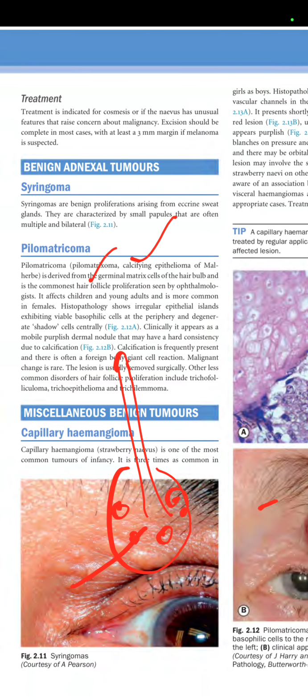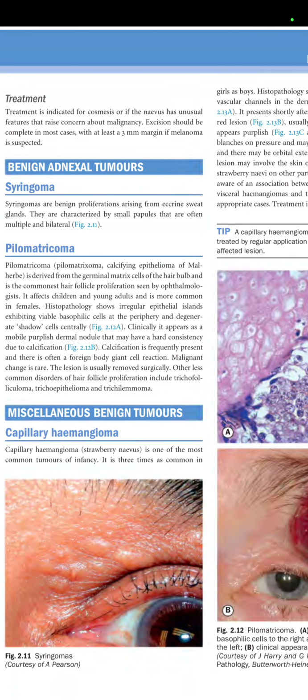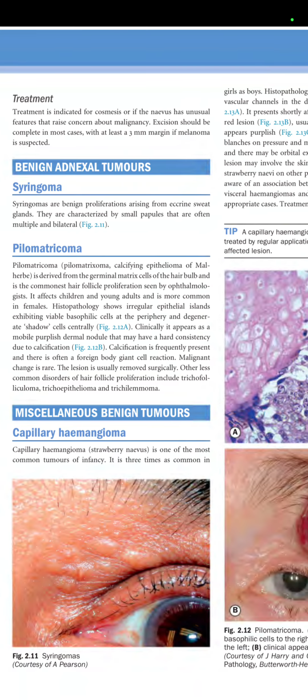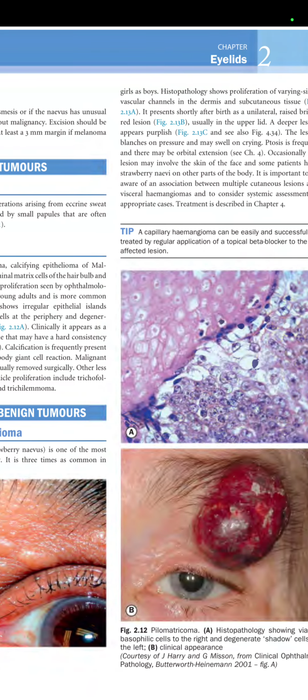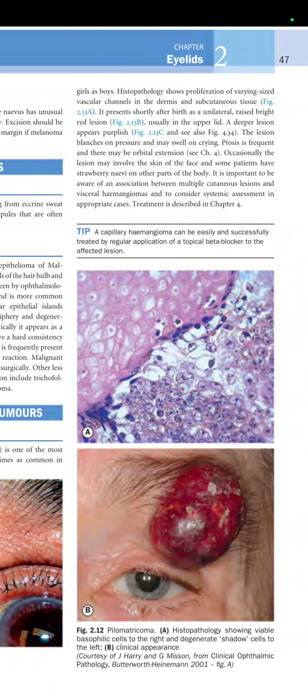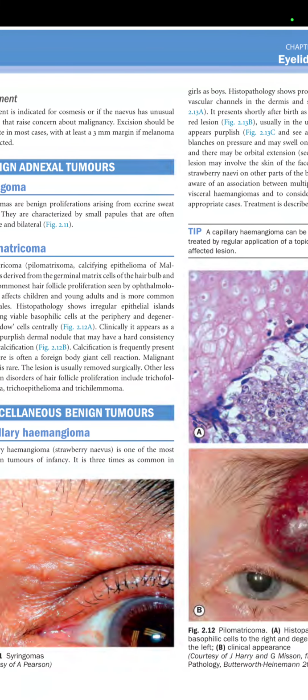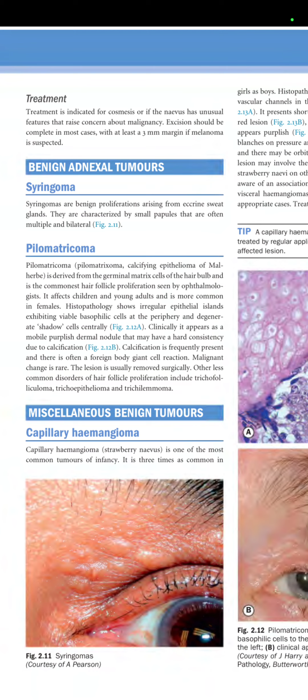In the histopathology, it shows irregular epithelial islands exhibiting viable basophilic cells at the periphery and degenerating shadow cells centrally. So these are the degenerating shadow cells, and these are the basophilic cells at the periphery. Clinically it appears as a mobile purplish dermal nodule that may have a hard consistency due to calcification. Calcification is frequently present, and there is often a foreign body giant cell reaction. Malignant change is rare. The lesion is usually removed surgically.